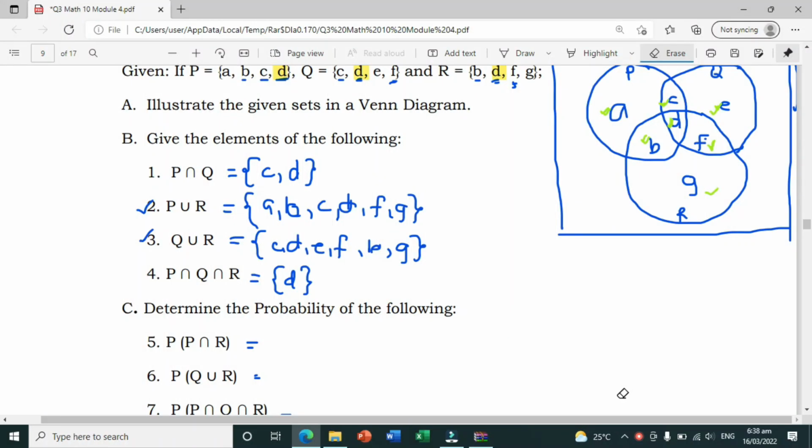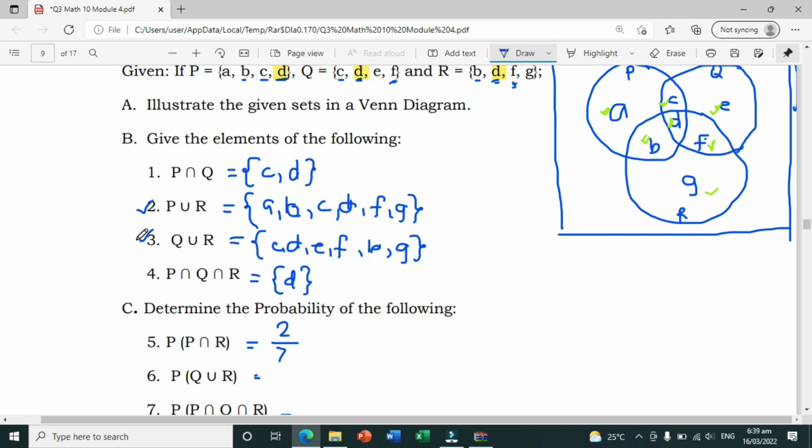So, number 5, determine the probability of the intersection of P at saka R. So, ano yung common kay P at saka R? So, makikita dito, ito yung P natin, ito yung R natin. So, yung common ng P at saka R, are the elements B at saka D. So, ilang elements yan? Okay, so may dalawa lang. So, 2 over ilang elements ba to lahat? 1, 2, 3, 4, 5, 6, and 7. So, 2 over 7.